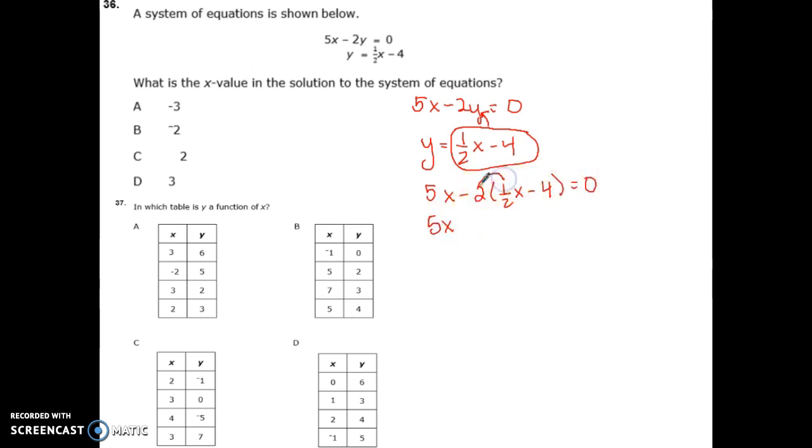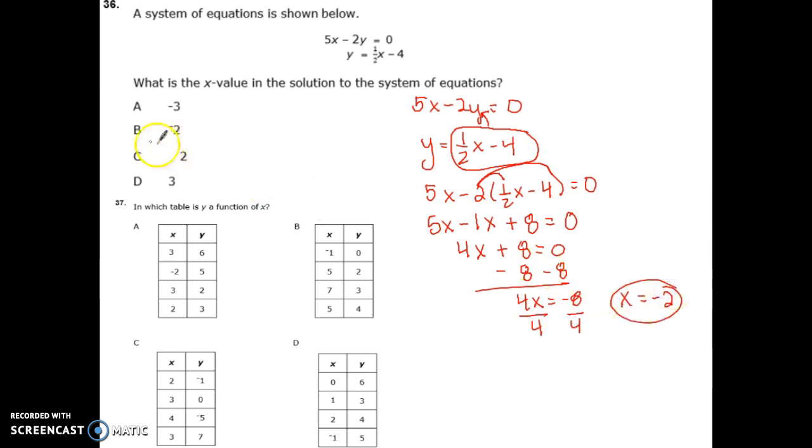5x, distribute. Let me slow down. Then negative 2 times 1/2 x gives me negative 1x. And then negative 2 times negative 4 gives me a positive 8 is equal to 0. 5x minus 1x is 4x plus 8 is equal to 0. Then we subtract 8 from both sides. 4x is equal to negative 8. Divide by 4, divide by 4. X equals negative 2. The answer to number 36 is B.